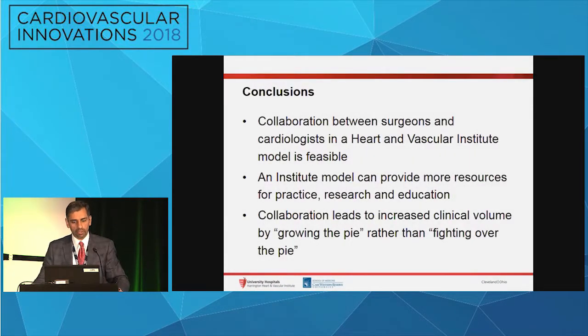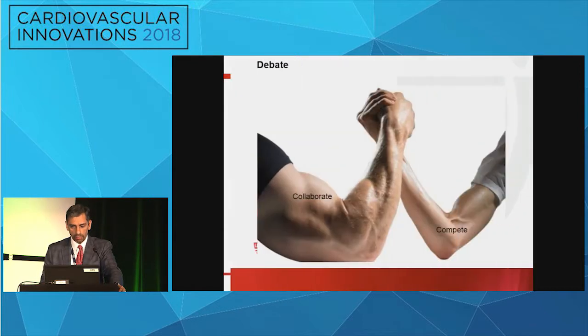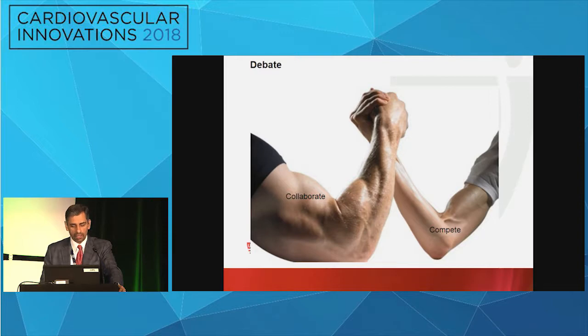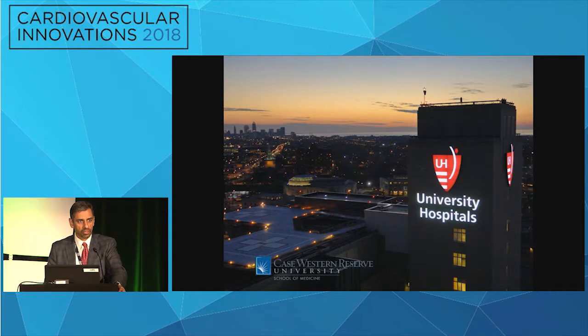So, ladies and gentlemen, in conclusion, I think collaboration between surgeons, cardiologists, and other folks that deal with peripheral arterial disease in a heart and vascular institute model is clearly feasible. An institute model can provide more resources for practice, research, and education. Collaboration leads to increased clinical volume by growing the pie rather than fighting over the pie, and I think we're an example of that. So in this debate, collaboration clearly beats competition, and I'm happy to answer questions at the panel session. Thank you.